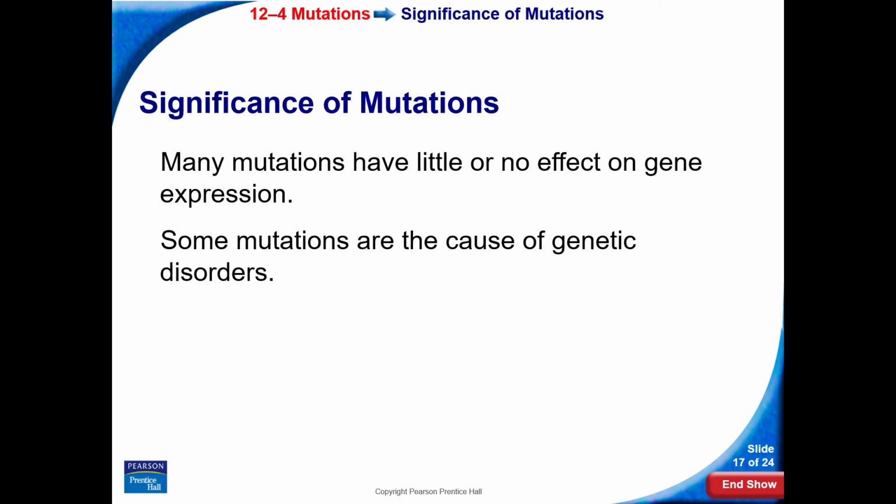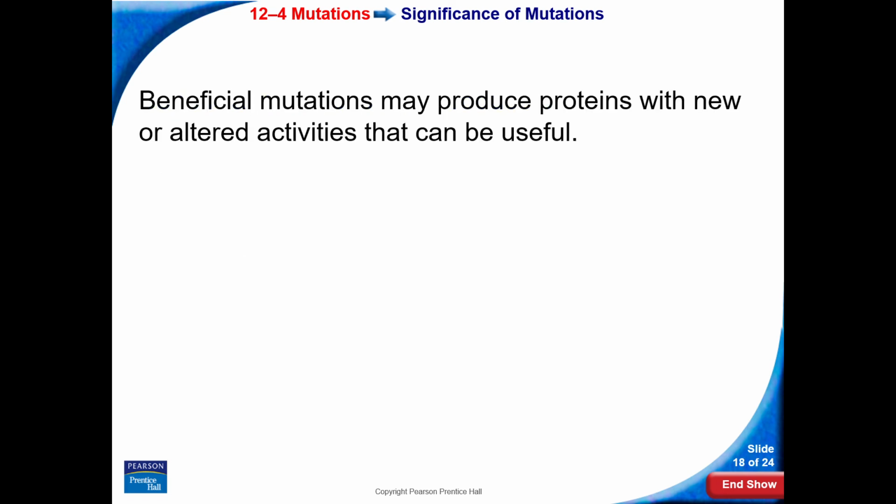Some mutations are the cause of genetic disorders. We know that very specific genetic disorders can now be tested for because they are truly genetic changes that have caused the disease. And as time goes on, we'll probably have availability of testing for just about every genetic disease.